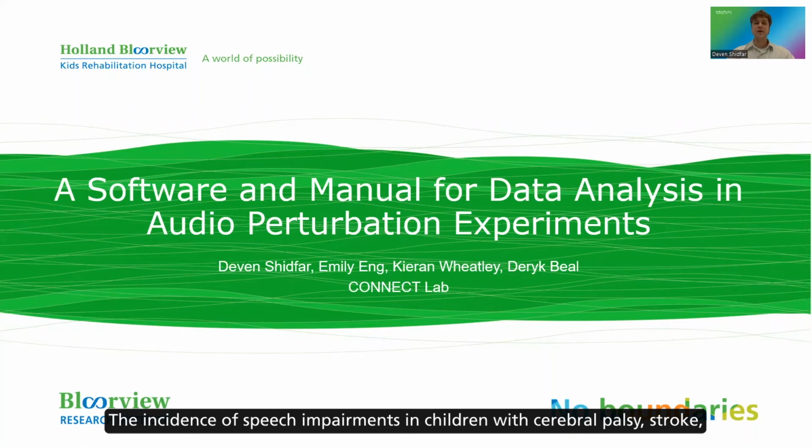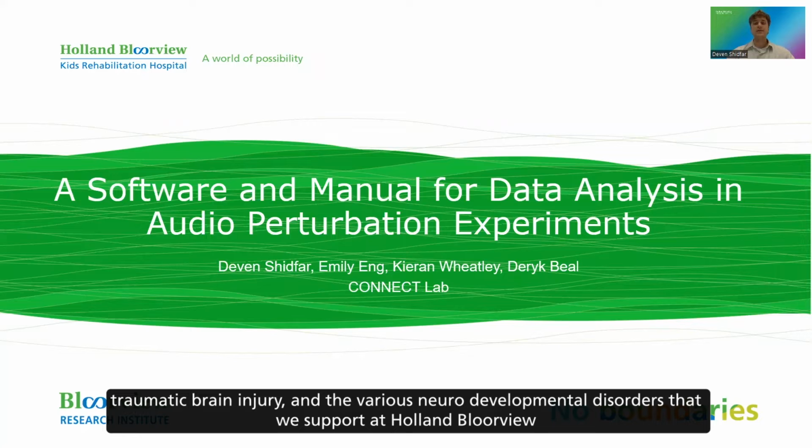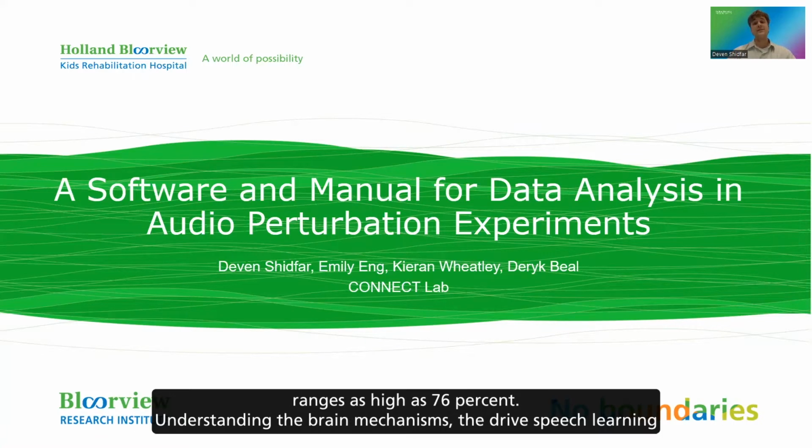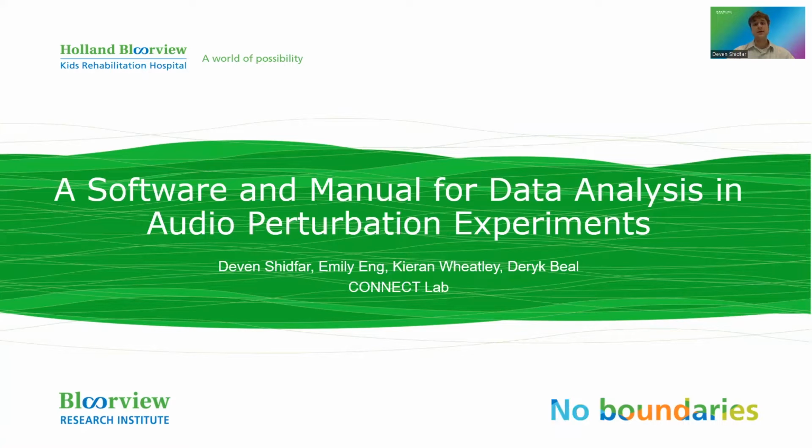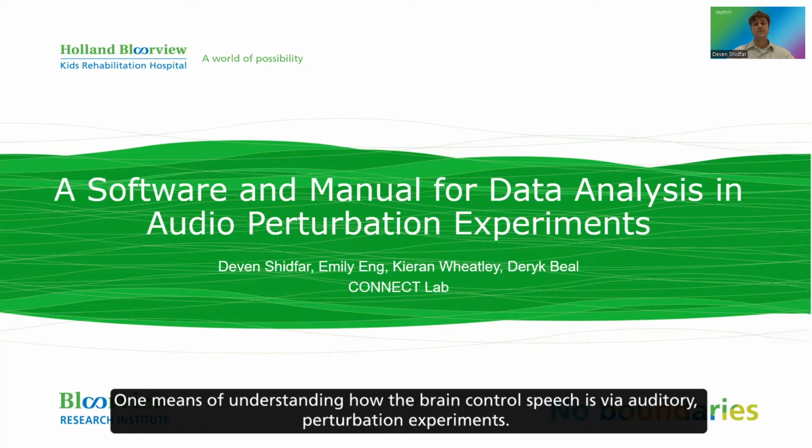The incidence of speech impairments in children with cerebral palsy, stroke, traumatic brain injury, and the various neurodevelopmental disorders that we support at Home Bloorview ranges as high as 76%. Understanding the brain mechanisms that drive speech learning can inform our understanding of how to best care for children with speech impairments. One means of understanding how the brain controls speech is via auditory perturbation experiments.